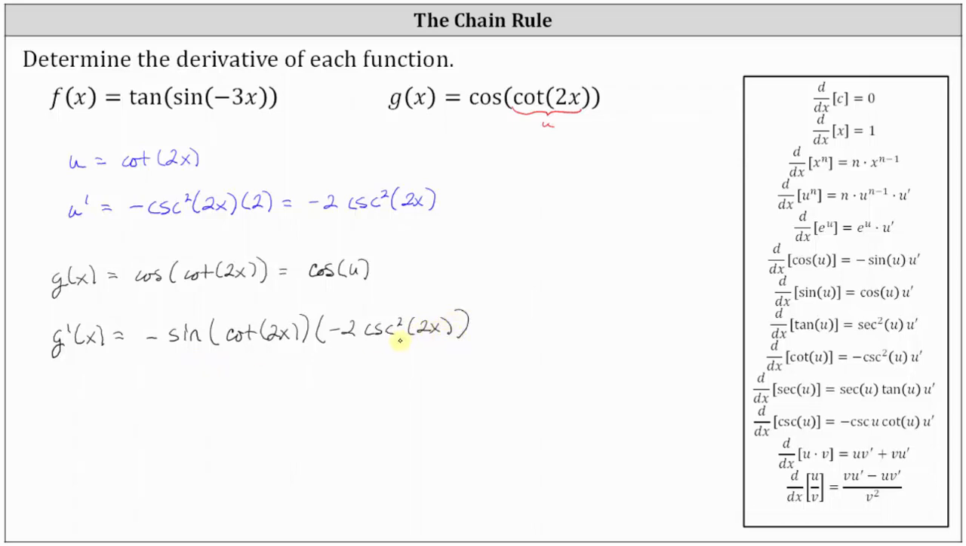Let's also rewrite this. Notice how we have a negative times a negative. Let's write g prime as g prime of x equals positive 2 sine of cotangent 2x times cosecant squared of 2x.